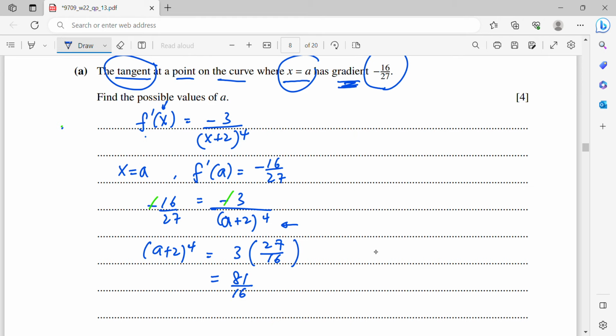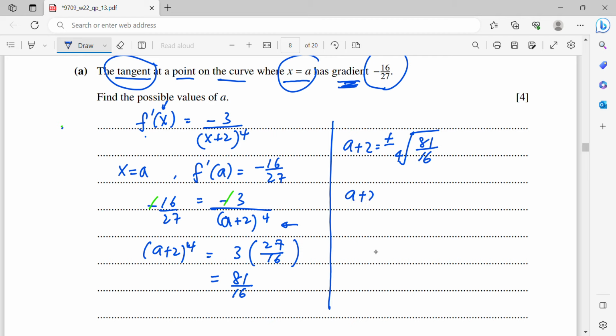Then after that, move the 4 to the other side. So I will get a plus 2 equals plus minus fourth root. Okay, not square root, it is fourth root, because it's power 4. Now why do we need to write plus minus? For your information, whenever the degree is an even number, when you move the degree to the other side, it should be plus minus. Alright, so here, 81 over 16.